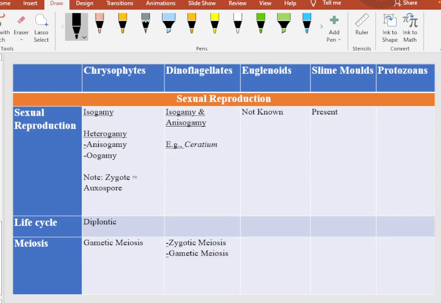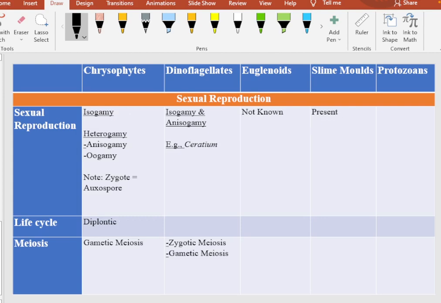So in chrysophytes, you can see every kind of reproduction. Isogamy is there, anisogamy also, oogamy also. After fusion of gametes, it results in a zygote. Such a zygote is called what? Hypnozygote, or auxospore. Auxospore is a zygote, not a spore. Very, very important. In dinoflagellates, you can see isogamy and anisogamy. Whereas in euglenoids, sexual reproduction is not known.